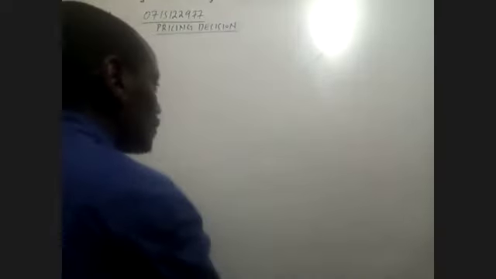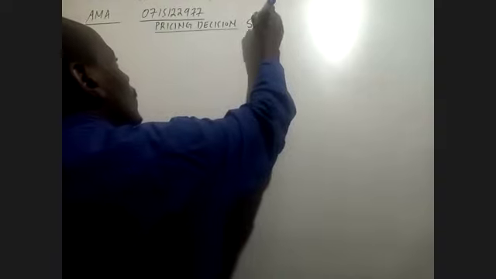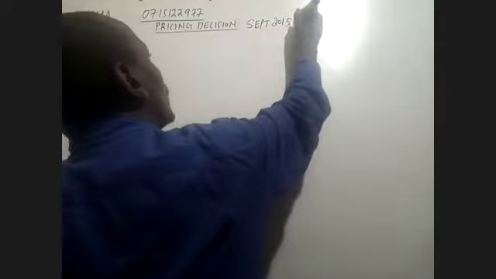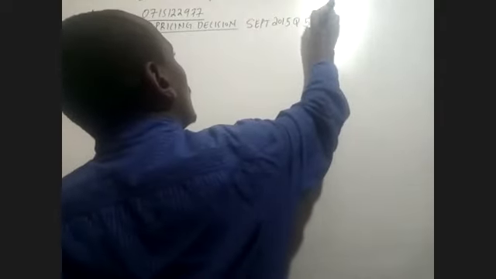Let us start now. Tuanze. Start with the sales. Sales: 420 you multiply with the number of units, which is 100,000. Is equal to 42 million. Then less cost. Tunaanza na design and development.